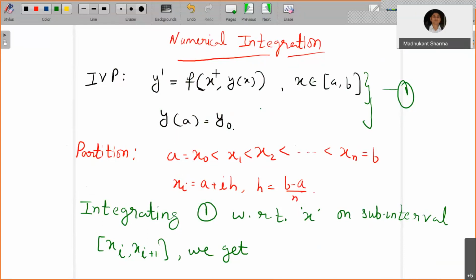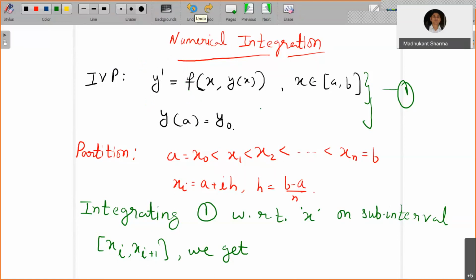Okay, so numerical integration. Suppose everything is fine with the problem, meaning it is possible to integrate and you can integrate both sides and find the equivalent integral equation. So if you integrate 1 with respect to x on the subinterval xi to xi plus 1, what will you get? Integrate both sides from xi to xi plus 1. So y dash will be integrated to y. And y at xi plus 1 minus y at xi equals the integral from xi to xi plus 1 of f of x comma y dx. So far everything is fine.